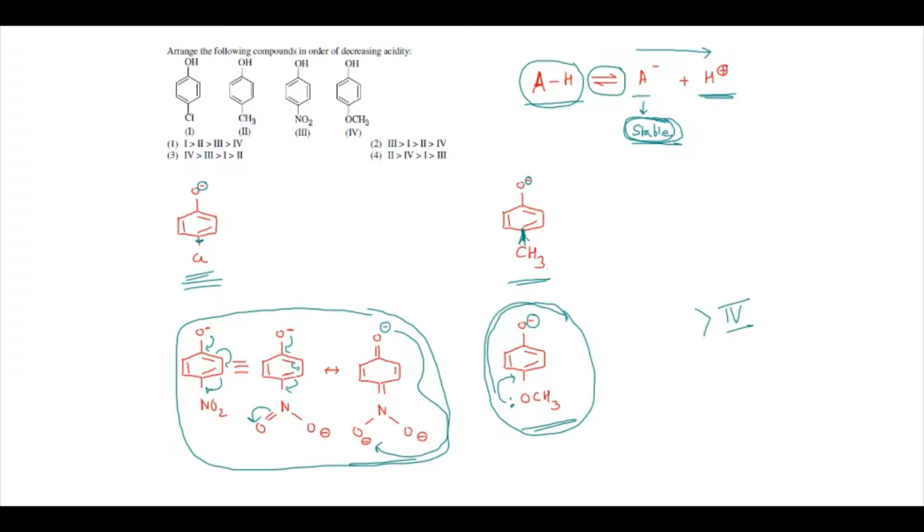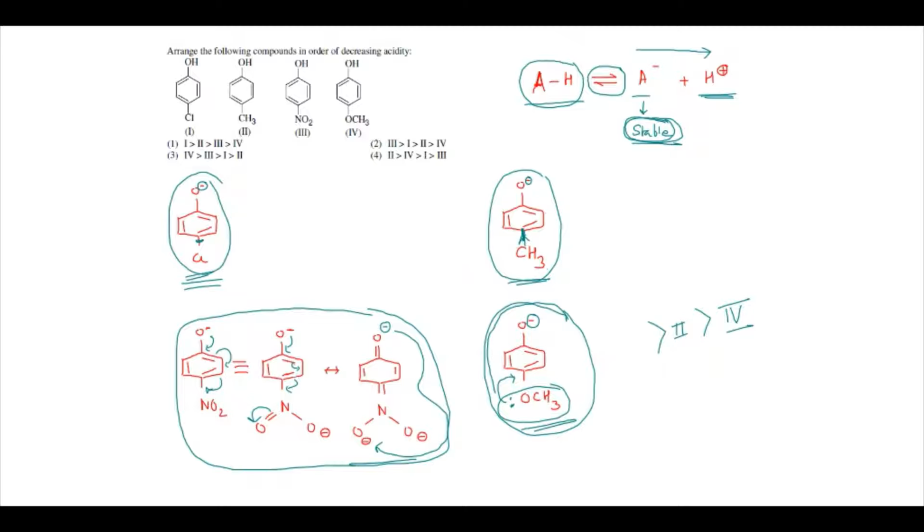And then we have this one. This is also going to destabilize the system, not as effectively as this OMe group, but it will also destabilize the system. So, 2 will be our next least acidic one. So, here goes 2. Then of course we have 1, because this one will be relatively stable. It will have some stabilizing effect at least.